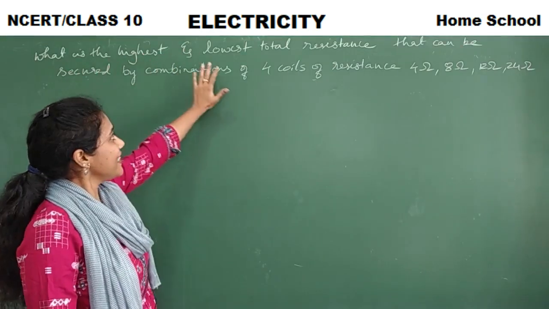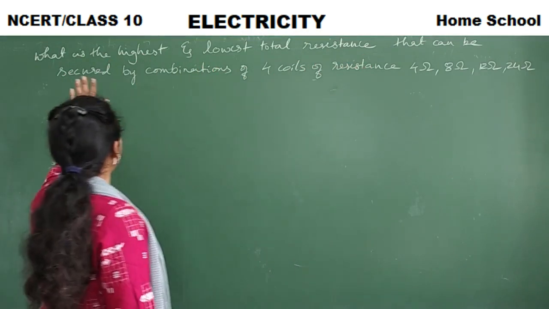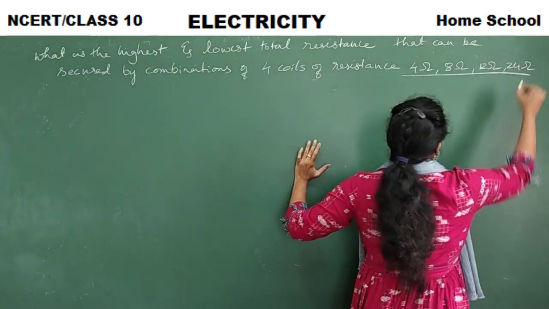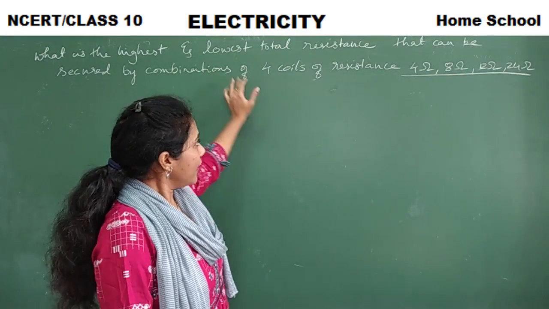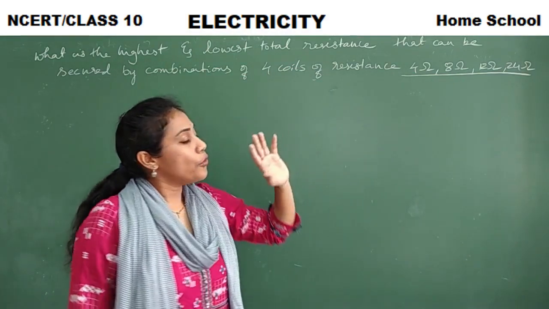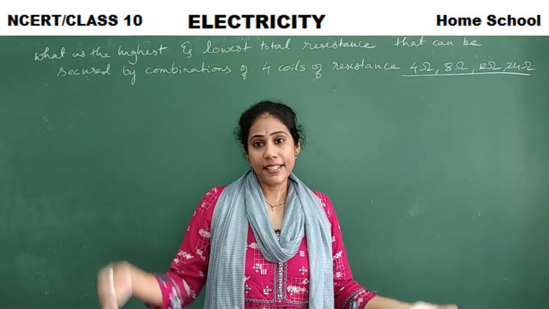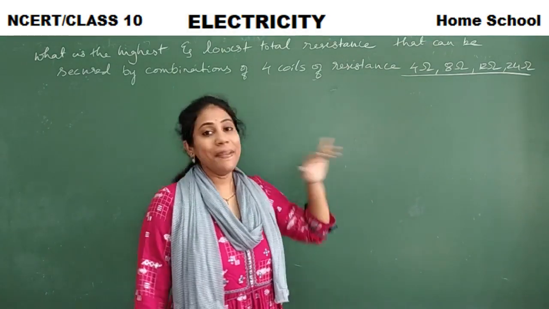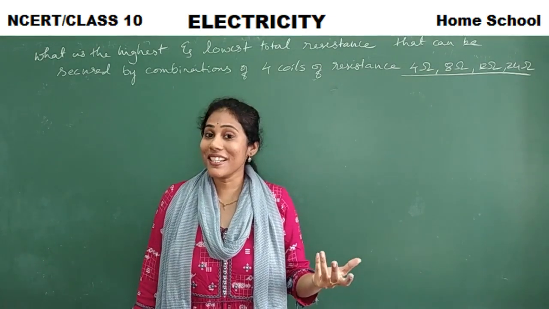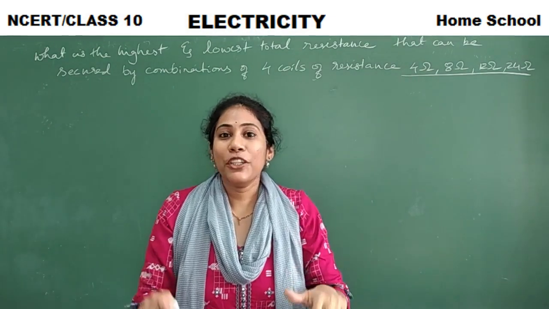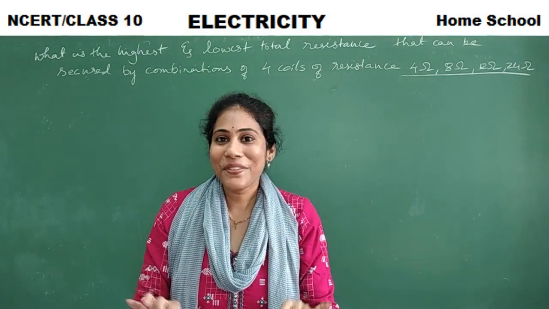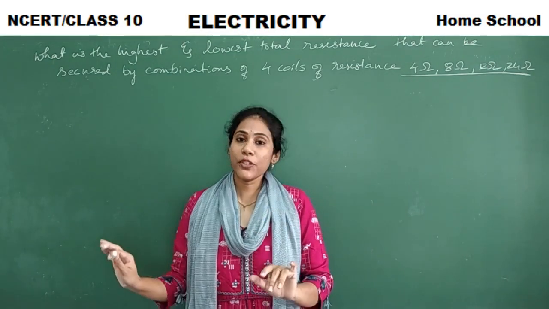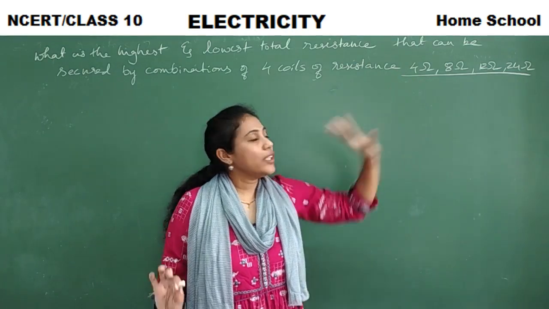What is the highest and lowest total resistance that can be secured by combinations of 4 coils of resistance 4 ohms, 8 ohms, 12 ohms and 24 ohms? So there are 4 resistors. So when do you get the highest total resistance and the lowest total resistance? Definitely when you connect them in series, you get the highest total resistance. When you connect them in parallel, you get the lowest total resistance. So that's what you have to calculate: the highest and lowest total resistance out of these 4 resistors.